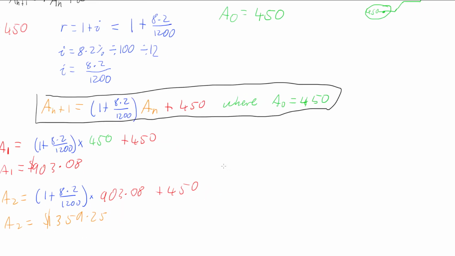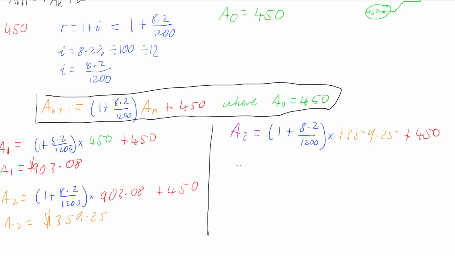We can go and have a look at our next month, which is going to be A3. And that's going to be 1 plus 8.2 on 1,200 multiplied by the value of the previous month, which is $1,359.25, and then always plus on the deposit of $450. And so now our third amount is $1,818.53. And that's all the calculations we have to do.